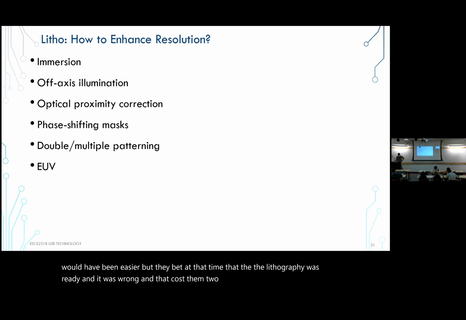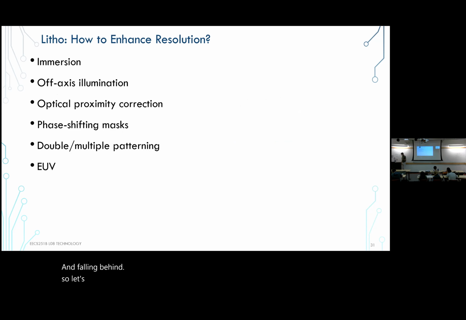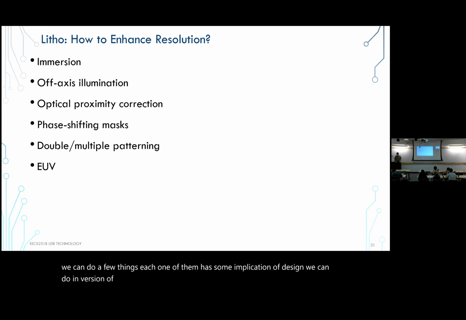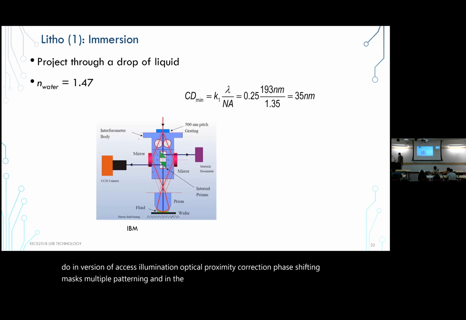And they fell behind. So let's take a look at what we can do in lithography. We can do a few things, and each one of them has some implication on design. We can do immersion, off-axis illumination, optical proximity correction, phase shifting masks, multiple patterning, and in the end, EUV. First, immersion was a crazy thing that happened 20 years ago.